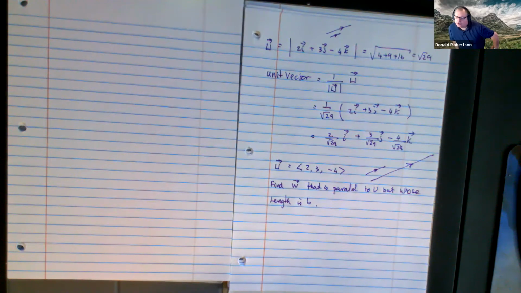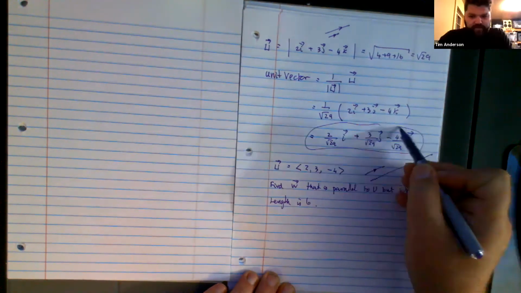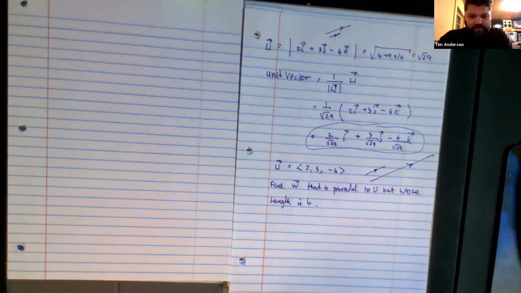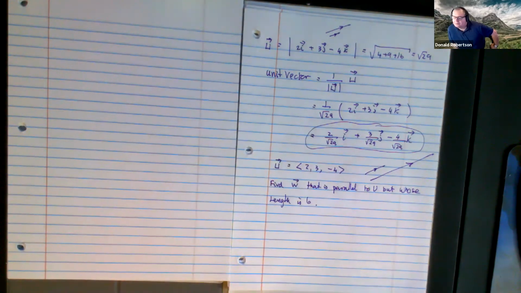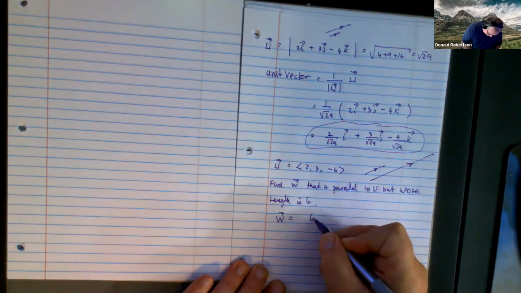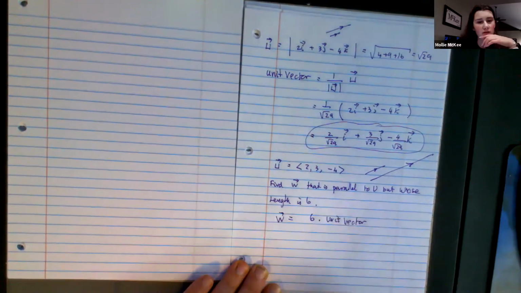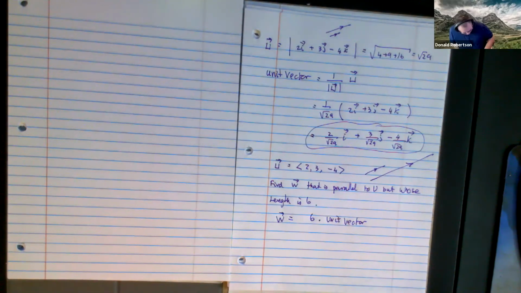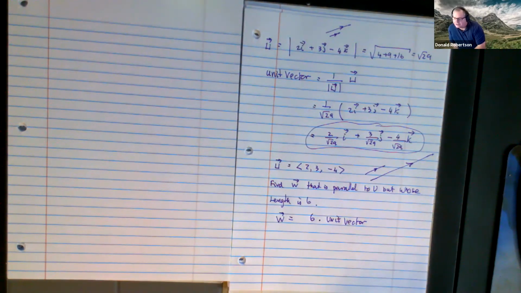Any ideas how I would go about finding such a vector? We've kind of done half of it here. Well, you could find the length of your current vector, and then you could multiply it by 6. Oh, so you could take this answer and multiply it by 6, couldn't you? So if you want to get that vector, let's call it w, wouldn't it be 6 times? Wait, but isn't that just 6 times the length of u, not the length is 6? Oh, I'm doing 6 times the length of the unit vector. So that will be 6, won't it?